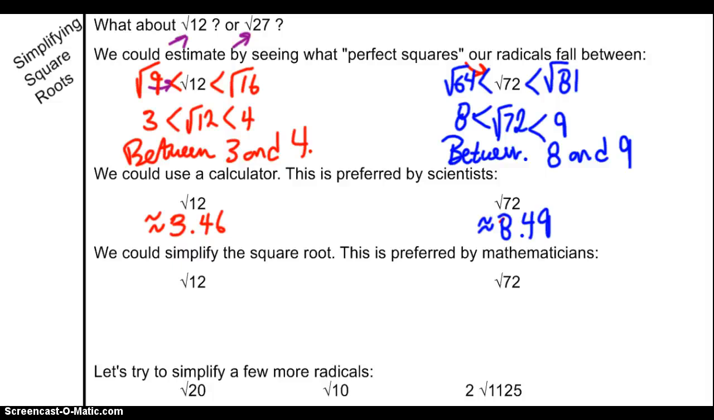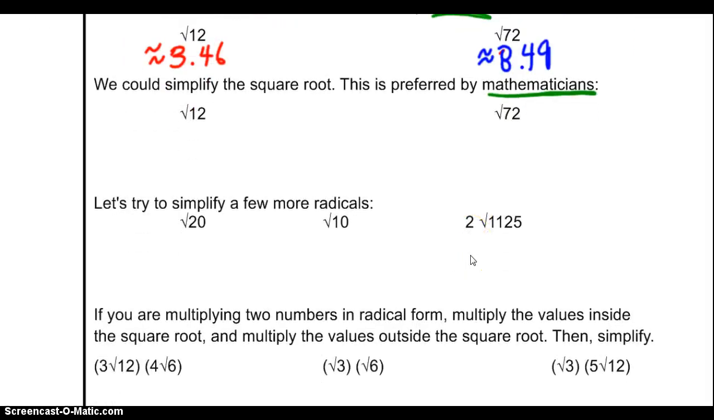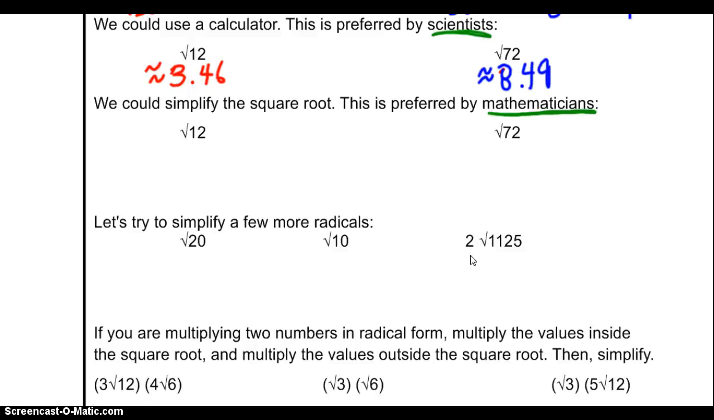Now that method is mostly preferred by scientists or engineers, because they often need to use these in calculations involving measurement and length, and so they're going to need some sort of decimal approximation to get as close as they can. But it's not preferred by mathematicians, because in math, whenever we round, we introduce error into our equation, and if you do a lot of math with rounding numbers, your answer can actually be quite far off from what you intended it to be. So in math, we don't typically use the calculator to get a decimal approximation. We're going to simplify the square root, and let me show you how we do that.